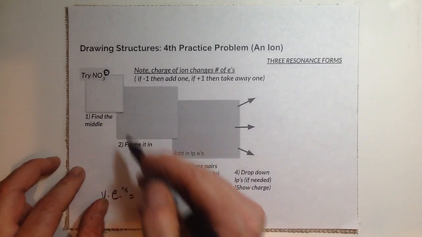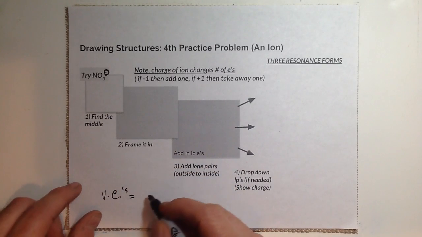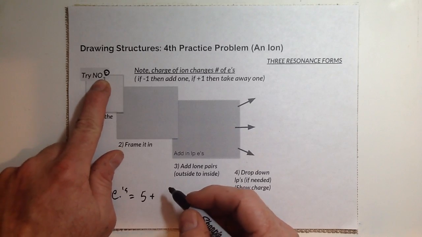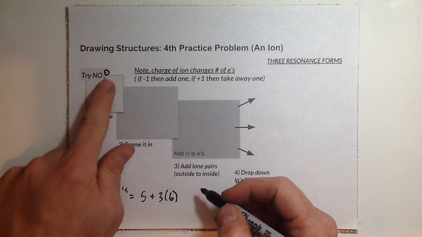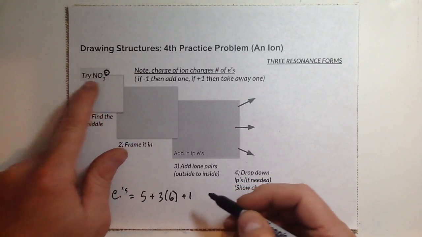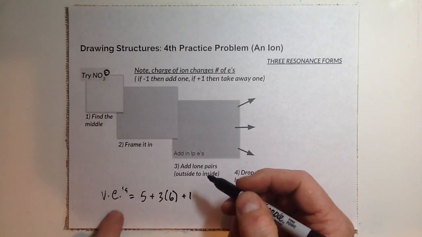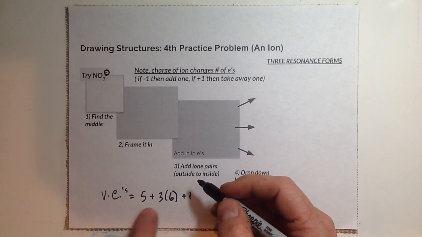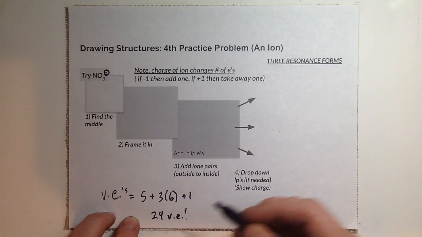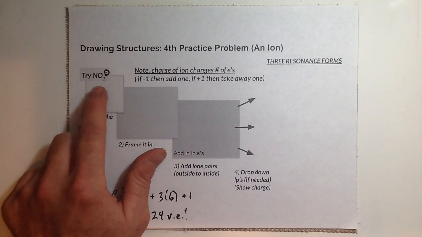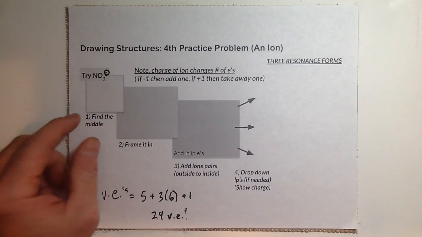So let's still consider the nitrogen. Nitrogen is 5 spots over. So we'd say 5 plus 6 valence electrons for oxygen, but we have 3 of them. But now with that negative charge, we're going to add 1, because we're talking about valence electrons. So that together is going to give me 24 valence electrons that have to go into this structure we're going to draw for NO3, or nitrate anion.